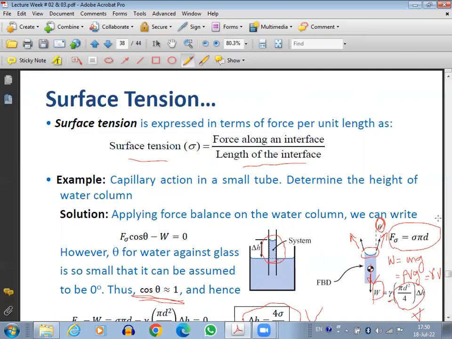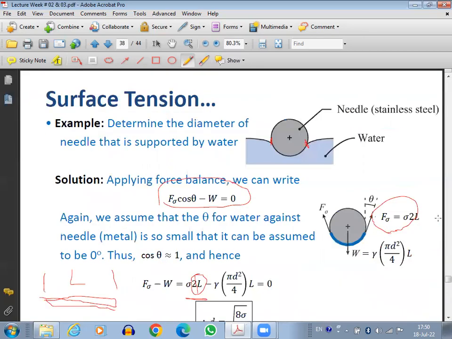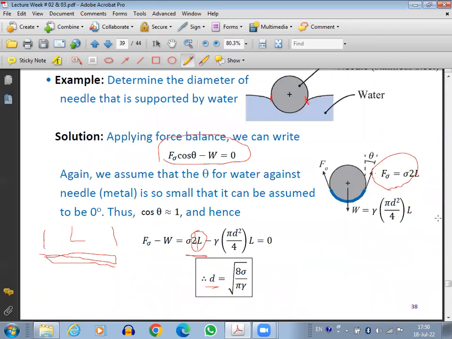For the case of the needle, the length of the interface is this L plus this L, 2L, right? So this is something that you have to decide on your own based on the problem. But again, this is another formula which I can ask you to derive. Surface tension formulas, there are both options possible. Maybe I will provide it in the exam and not ask you to derive it, or maybe I can ask you to derive it.